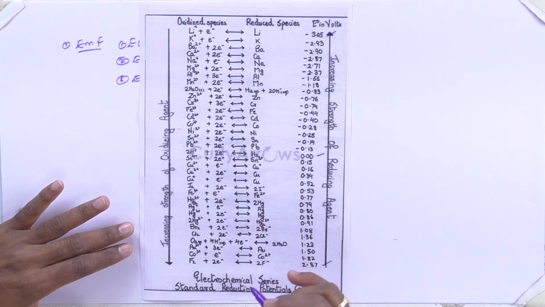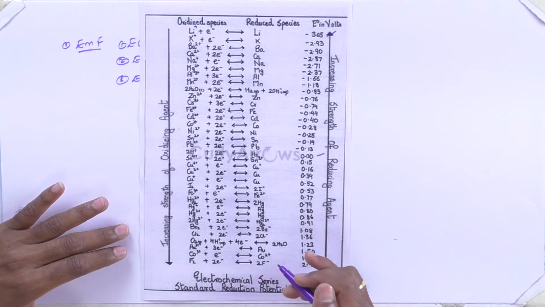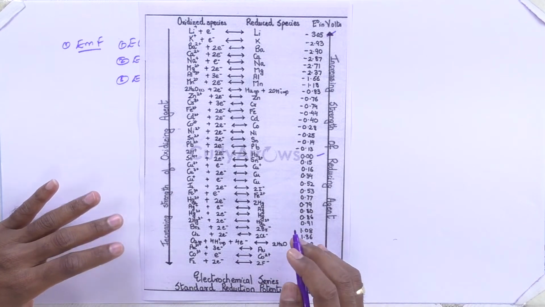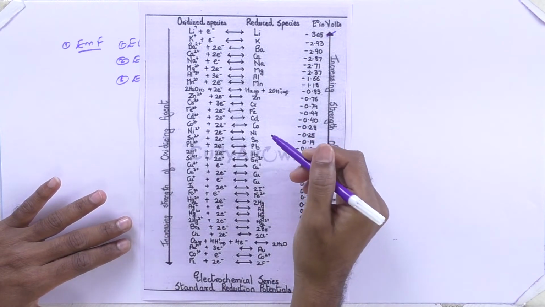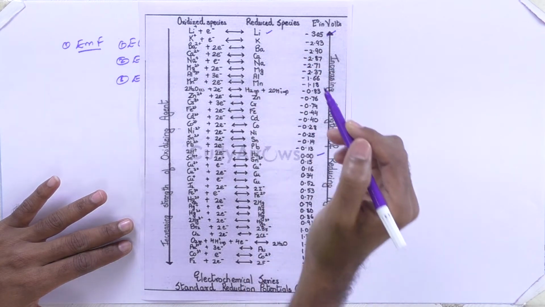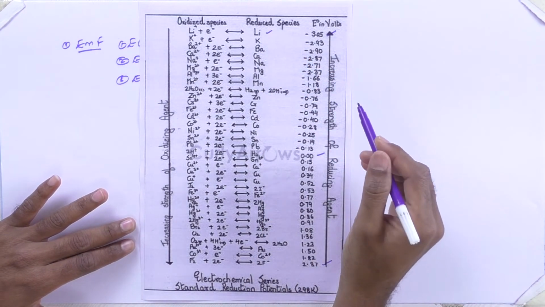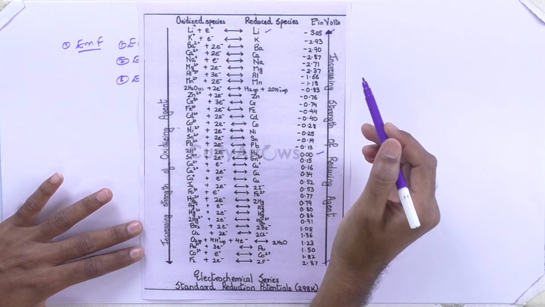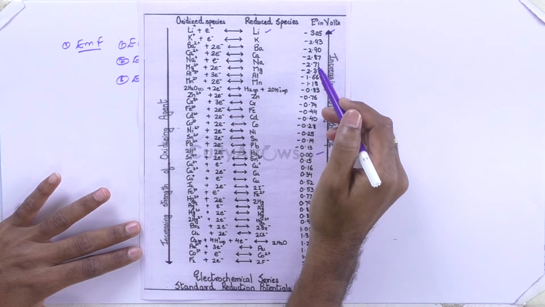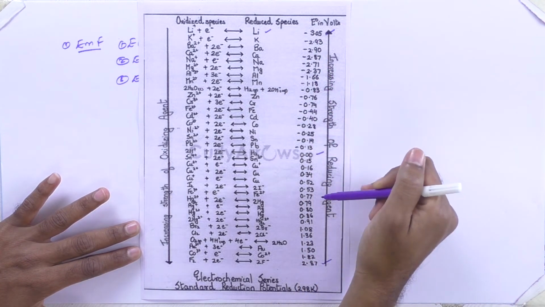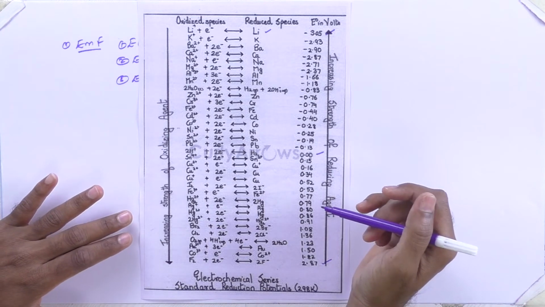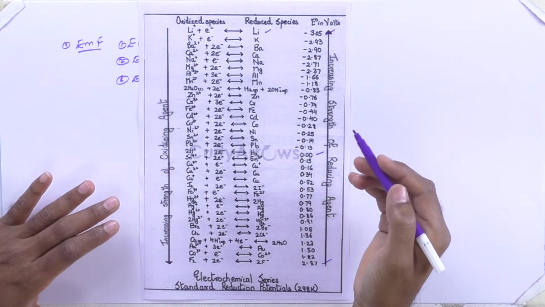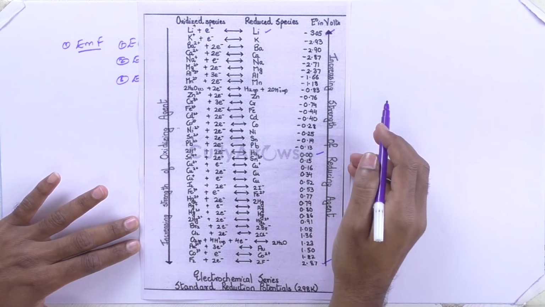Now, based on the position, we can tell about the corrosion tendency and the reactivity of the metal in particular reactions. Let us consider the metal placed at the top of the electrochemical series, lithium. The value for lithium is minus 3.05. So this is a negative value. Therefore, based on the sign of this electrochemical series value, we can predict the reactivity of the metal as well as the oxidation behavior of the metals.